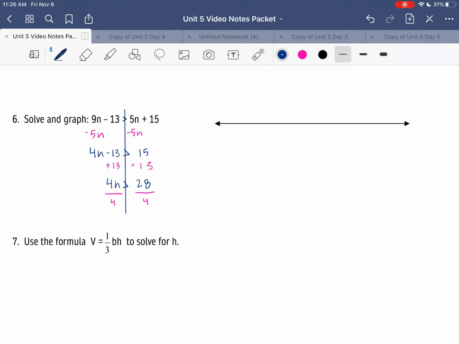Divide everything by 4, and we get 28 divided by 4 is 7. So I did not flip the sign, even though I divided, because it was just by a positive number. So I know n must be greater than 7.